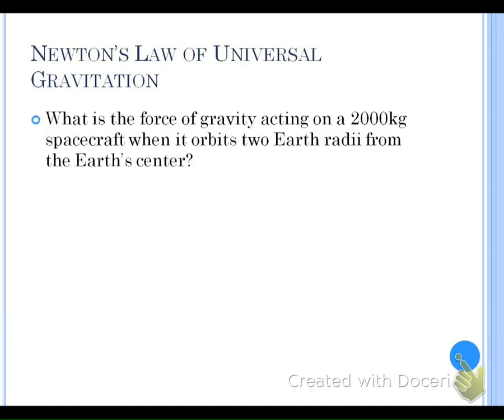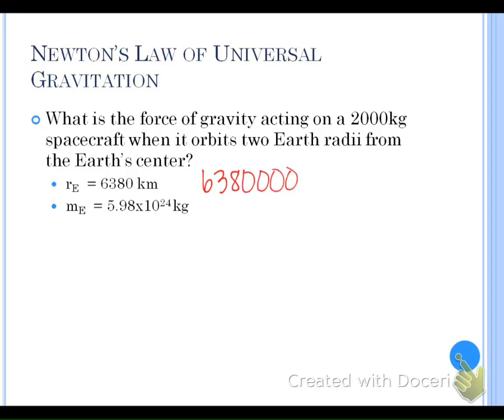Force of gravity acting on a 2,000 kilogram spacecraft when it orbits Earth 2 radii from the Earth's center. The radius of the Earth is 6,380 kilometers, which we know must be in meters, so it needs to be 6,380,000 meters, or 6.38 times 10 to the 6th meters. That's from the center to the Earth's surface. That's what the radius is talking about.